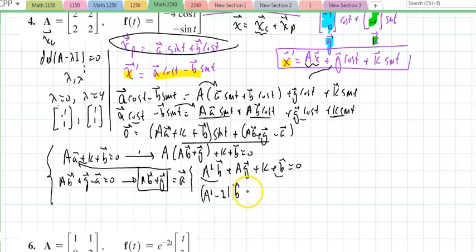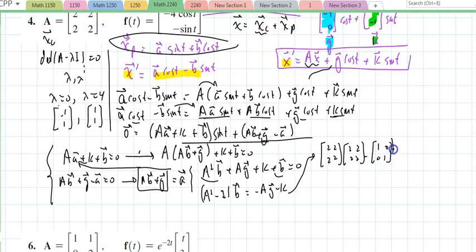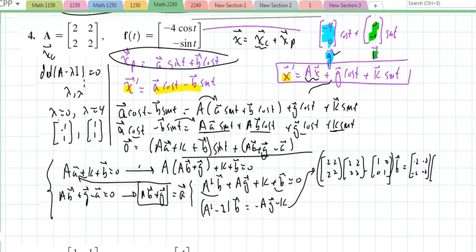You could combine them if you want. Equals negative AG minus K. So if I fill in what I have: A is the matrix 2, 2, 2, 2, multiplied by itself, that's A squared, minus lambda times the identity 1, 0, 0, 1, all multiplied by B, equals negative A, negative 2, negative 2, negative 2, negative 2, times G. G is right there, that is a negative 4, 0, minus K, minus 0, negative 1.